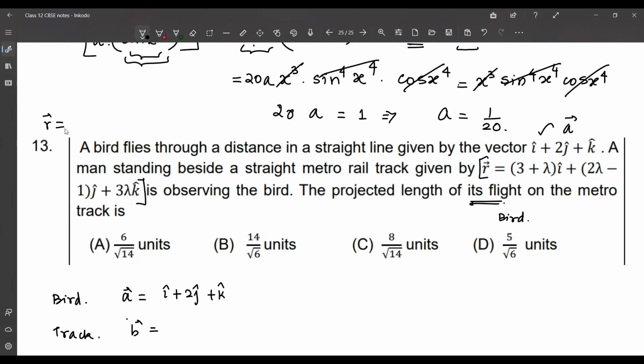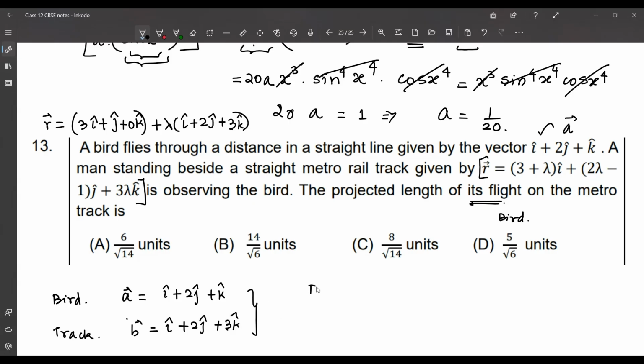So we need to refine this line equation. So r vector is equal to, I'm going to collect the non-lambda i, j, k components, and the lambda associated i, j, k components. So that would be 3i vector plus 1j vector. And is there a k vector? There's no k vector, so that would be 0k vector. And lambda is associated with 1i vector plus 2j vector plus 3k vector. So b vector would be equal to i vector plus 2j vector plus 3k vector.